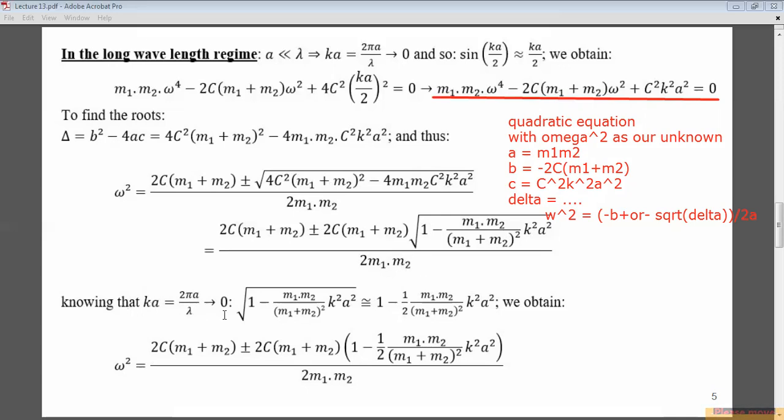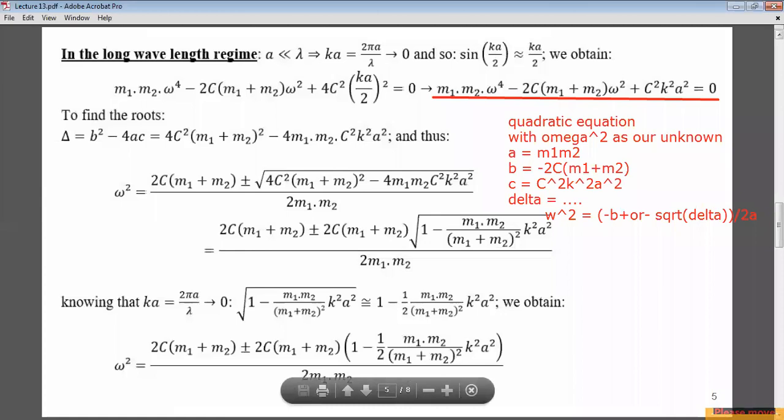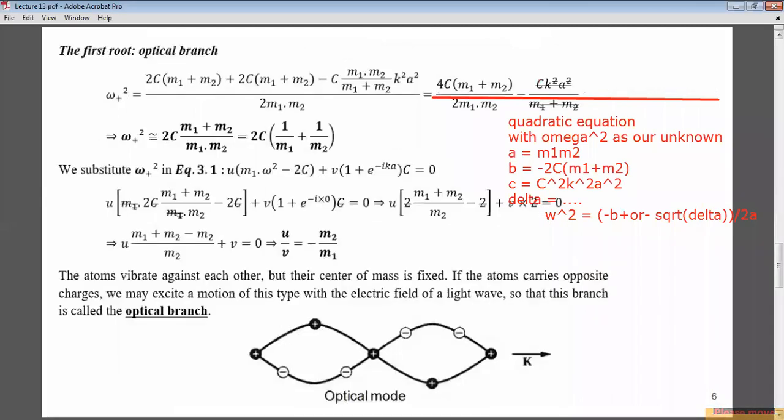Knowing that Ka is going to 0, the square root of this thing will be 1 minus half m1 m2 over m1 plus m2 square K square A square. So we obtain omega square equal 2c into m1 plus m2. I just copied this thing here by substituting 1 minus m1 m2 over m1 plus m2 square K square A square by 1 minus half this term. I know it's lots of math, but if you just follow it, it's easy to see.